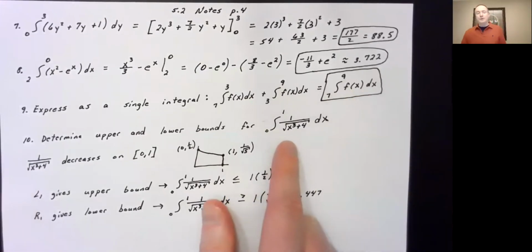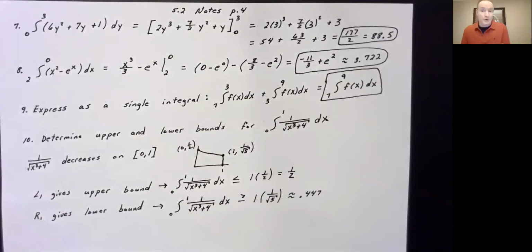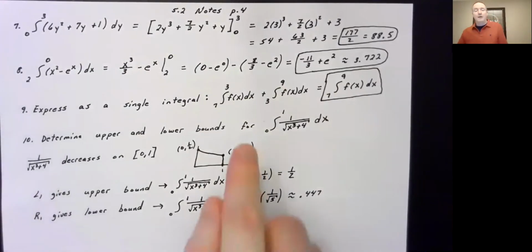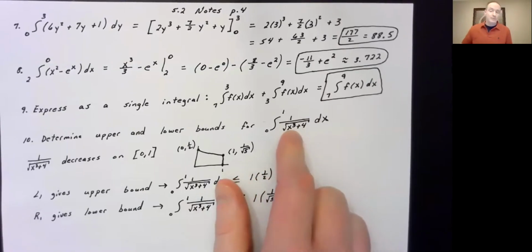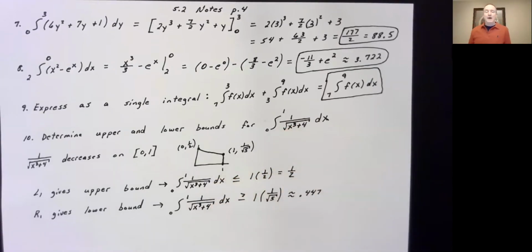Last problem I want to look at with you. Sometimes we're not able to integrate it at all. In fact, we will not be able to integrate this function all semester long. That's a pretty complicated integral. If I ask you to integrate from 0 to 1 of 1 over the square root of x cubed plus 4 with respect to x, and I say, well, okay, let's say we can't integrate it.